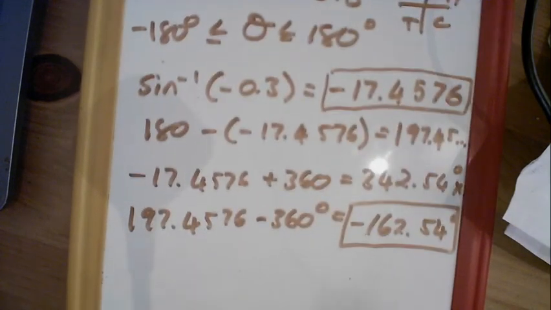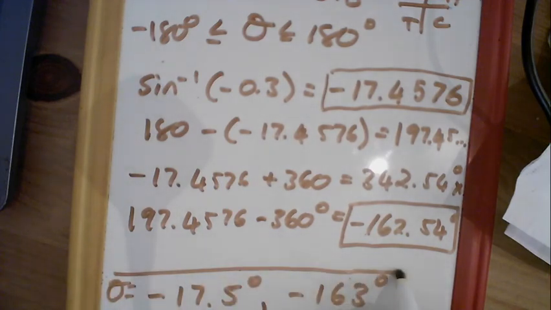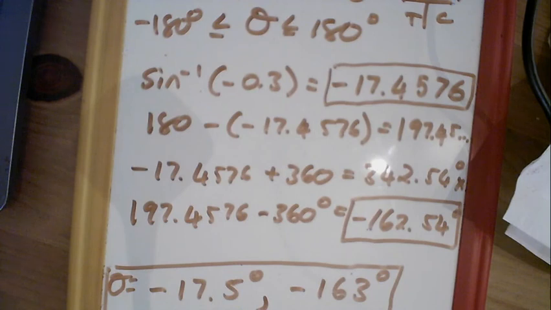So my two answers to 3 significant figures are minus 17.5 degrees and minus 163 degrees. And those are theta. So the CAST diagram also works with negative angles. Just remember you can always add 360 and subtract 360 with all of these. I hope that's helped.